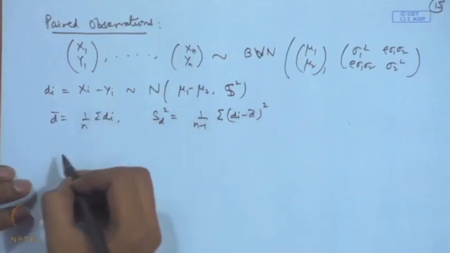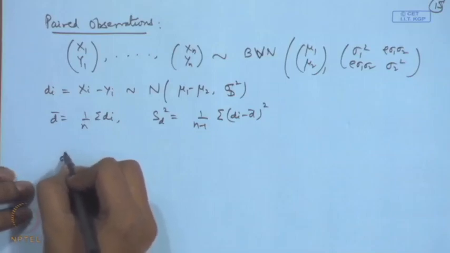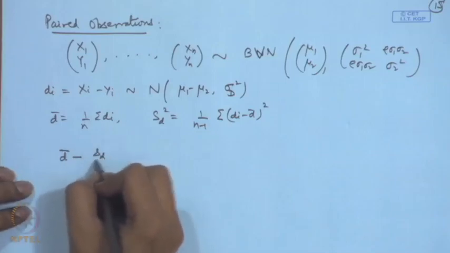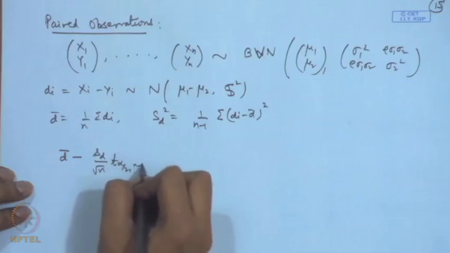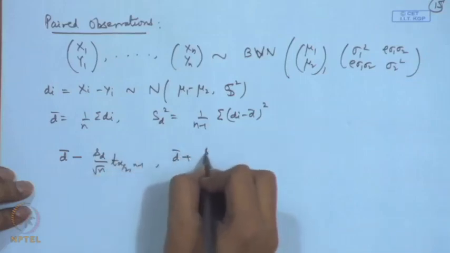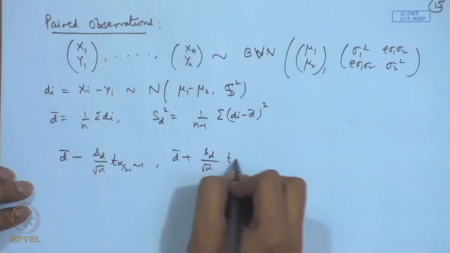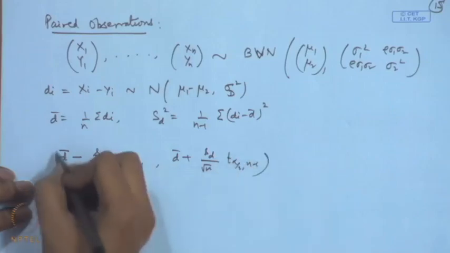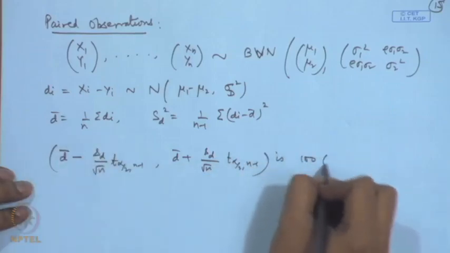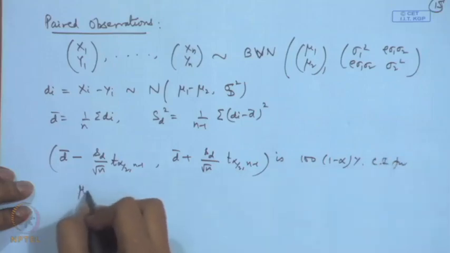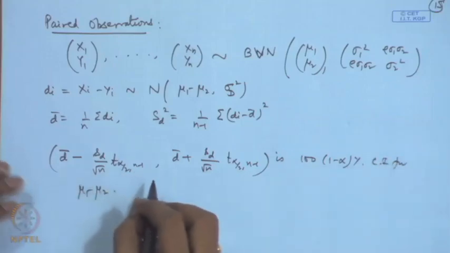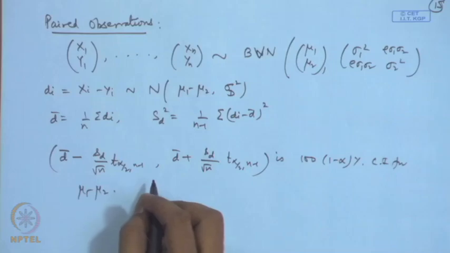Then based on this, we can create a confidence interval d bar minus S d by root n t alpha by 2 n minus 1 to d bar plus S d by root n t alpha by 2 n minus 1. So, this is a 100 1 minus alpha % confidence interval for mu 1 minus mu 2 when the observations are paired.